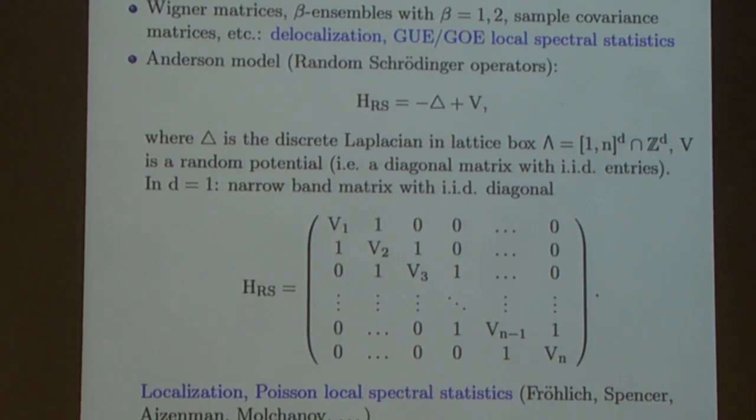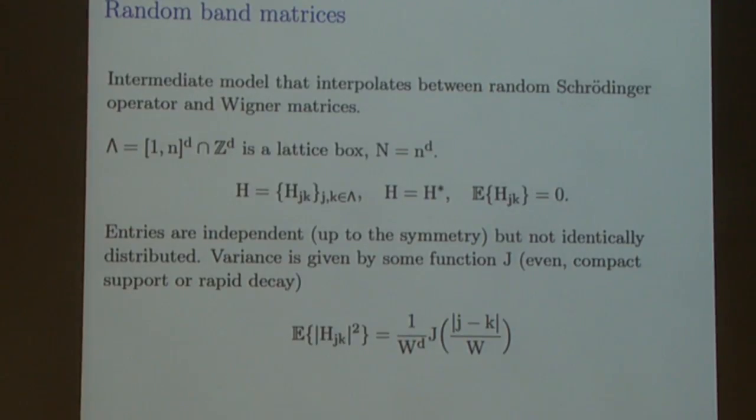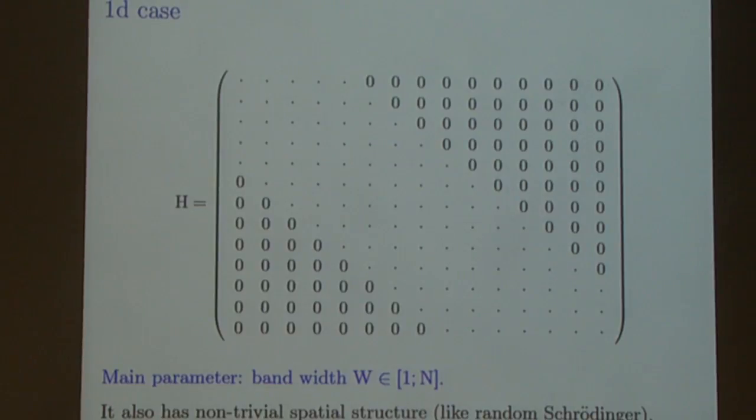So you can see that from one side we have standard random matrix ensembles. From the other side we have the random Schrödinger operator, which has a spatial structure like that. We are going to speak about random band matrices, which are an intermediate model between these two cases. There is a general definition: you have some kind of box in Z^d, so you can define it in any dimension. The matrix is Hermitian, and you consider some band profile, a function which typically has compact support or rapid decay, and then the variance of your elements is defined by this matrix J. But let me show you the simplest 1D case that I'm going to speak about.